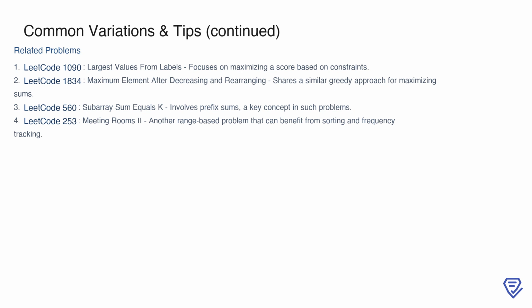LeetCode 560, Subarray Sum Equals K, centers around prefix sums, a pivotal concept for this problem as well. Finally, LeetCode 253, Meeting Rooms II, is a range-based problem that benefits from sorting and frequency tracking, much like the techniques used to solve this permutation problem. Exploring these problems can deepen your understanding of the underlying patterns and strategies.